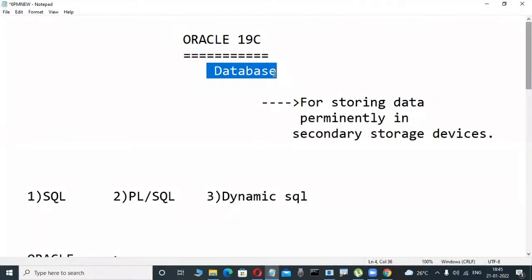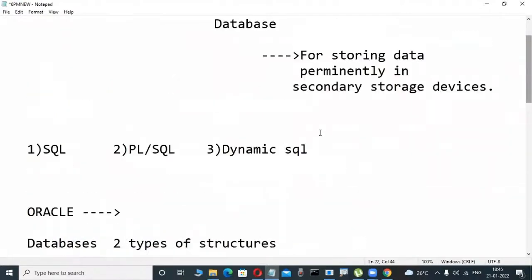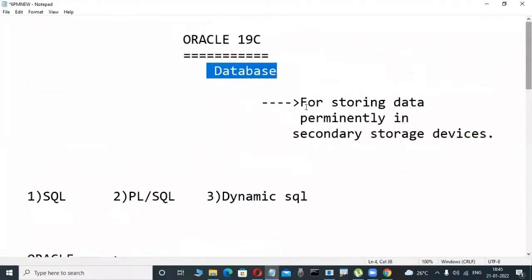It is a place where we can store a structured collection of data. There is a logical side we are telling. What does the purpose of databases mean? Not only storing data permanently, but also retrieving and fetching the data efficiently from some place.